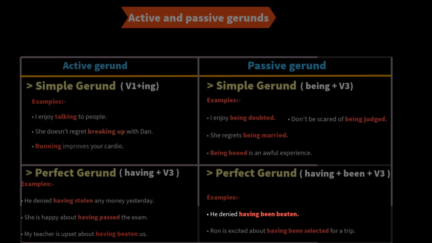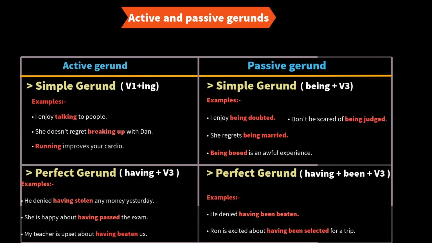Now, the reason we are using a passive form of a perfect gerund is because he is not the one that is performing this action of beating. He is receiving this. Somebody else is doing this. He denied what? Having been beaten. He denied having been beaten by me, or having been beaten by his friends, or having been beaten by anybody. Fill in the blank. He denied an action that has been performed by somebody else. He did not do it. Since he's receiving the action, we are using a passive form of a perfect gerund.